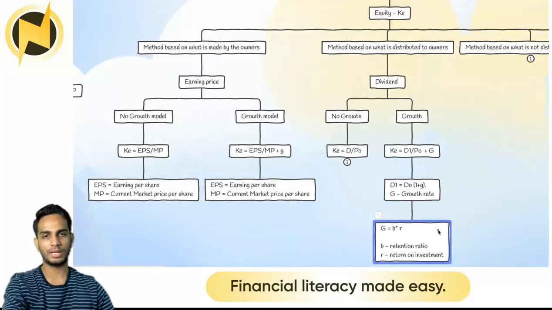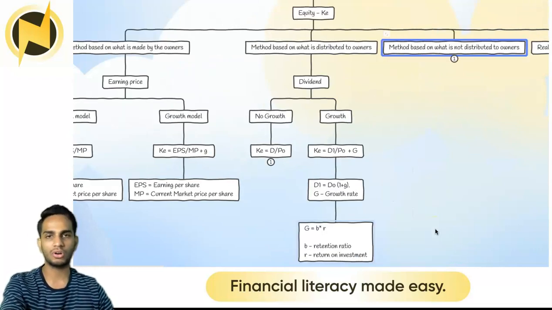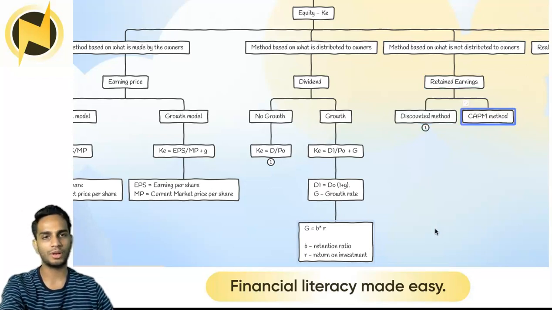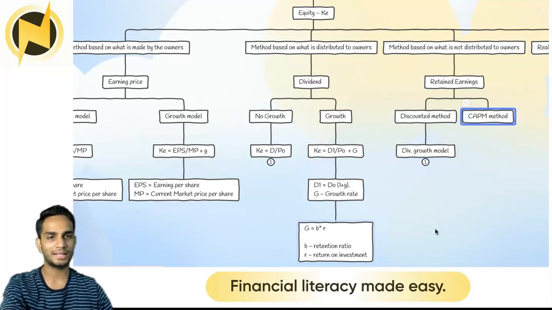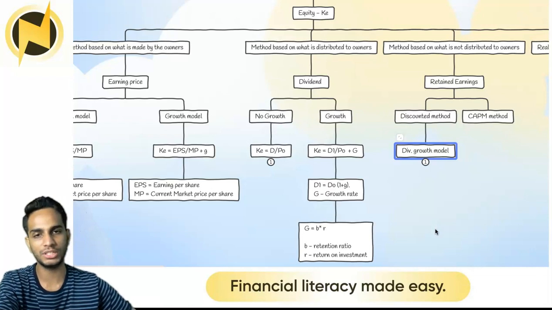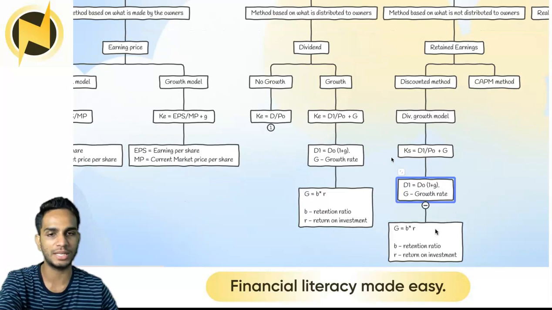Now coming to the last one, that is cost of equity based on what is not distributed. This is the retained earnings approach. Here we have two different models. One is a discounted model and the other is the CAPM model. The discounted model is the same as the dividend growth model. The exact same one, no change. Cost will be D1 by P0 plus G. Nothing much, the same one.